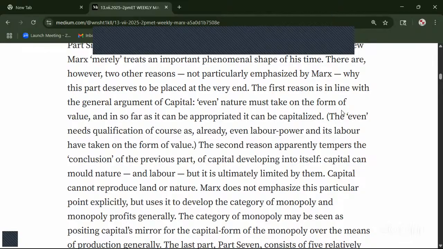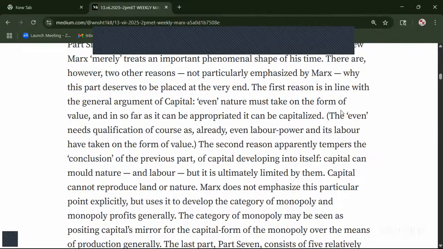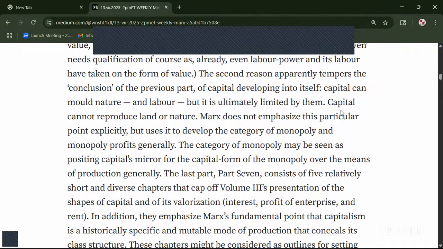The category of monopoly may be seen as positing capital's mirror for the capital form of the monopoly over the means of production generally. Now, the last part, Part 7, consists of 5 relatively short and diverse chapters that cap off Volume 3's presentation of the shapes of capital and of its valorization. That is, interest, profit of enterprise, and rent.